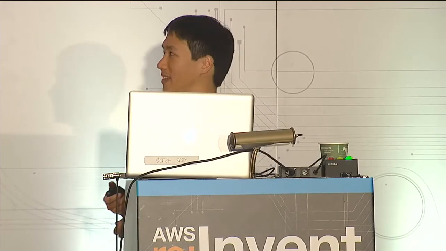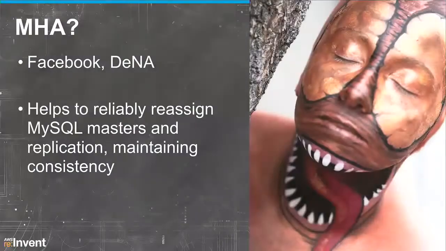So MHA, what's that? MHA is a tool developed by an engineer at a Japanese company called DNA, and I think he's at Facebook now, running MySQL there. Anyway, it's a very high quality tool that is used to reassign masters and all the replication clusters. The tricky part that it handles is it'll make sure all of your replicas are in proper sync. So this is perfect for us.